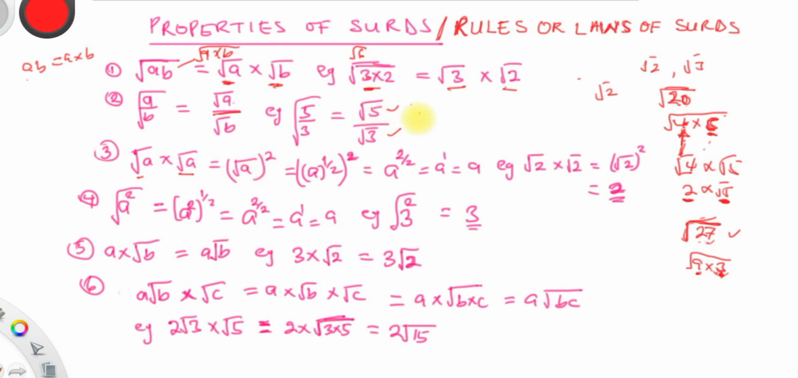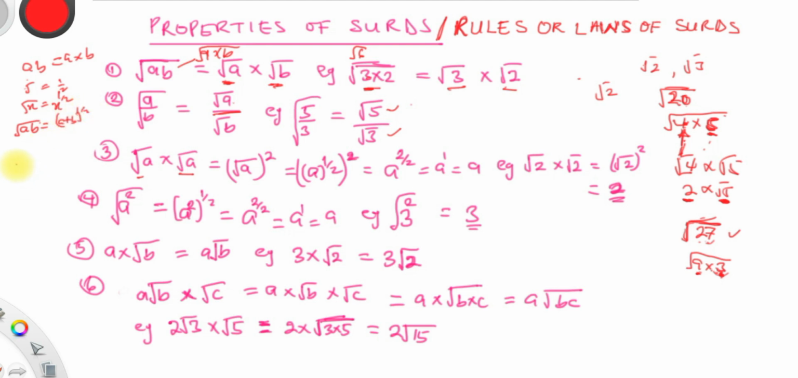If you have done indices, then this one will be easier for you to understand. If I come back to the square root of AB, according to indices, the square root sign is the same as raising to the power half. So if you have the square root of x, it's the same as x raised to the power half. So the square root of AB is the same as A times B, all raised to the power half.